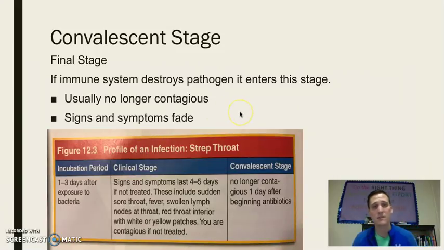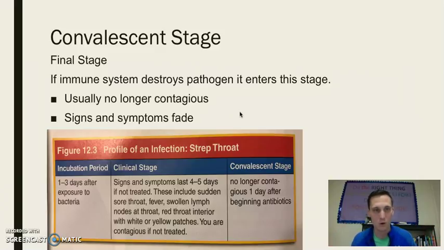In the convalescent stage, the final stage, the immune system is starting to destroy the pathogen. It's taking back over, it's winning the fight, you're starting to feel better. Usually by the time you're in this stage, you're no longer contagious, and the signs and symptoms again are starting to fade. So below is a profile picture of strep throat and the 3 phases of it.